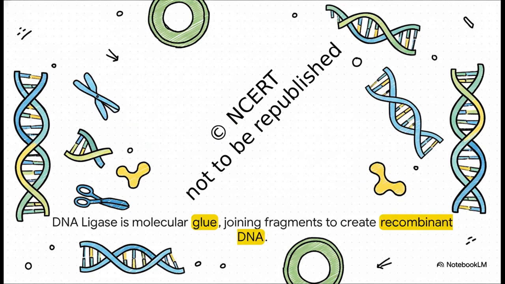So, once we've cut out our gene and it has those sticky ends, we need to paste it somewhere else, don't we? And for that, we use our molecular glue, DNA ligase. Just think of it as the Fevicol of the DNA world. It perfectly joins the sticky ends of our gene to the sticky ends of our vector DNA. And voila, we've just created something amazing called recombinant DNA.